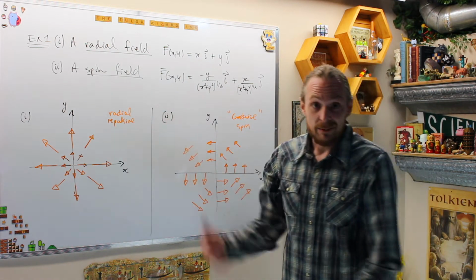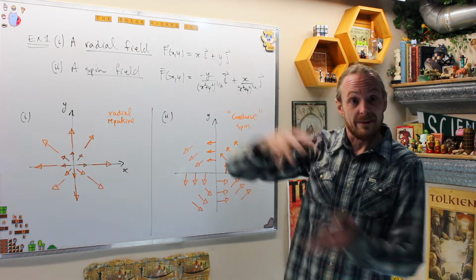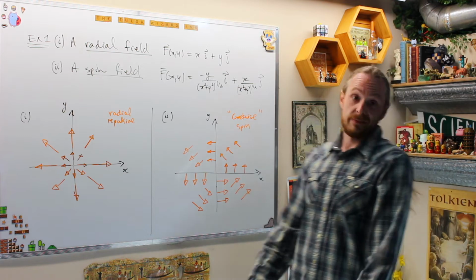And this one can be what they're talking about, dark energy. For some reason in the universe there's a repulsive force and everything is moving away this way, and this is what we're going to call a radial repulsive force field.